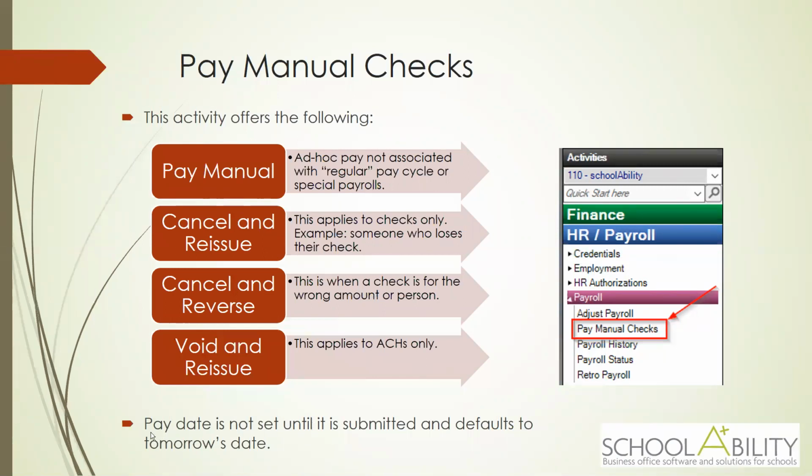One thing to keep in mind is that the pay date is not set until the payroll is submitted within the activity, and it will default to tomorrow's date. So if I were to submit any of these items up above today, the effective date will be March 3rd.